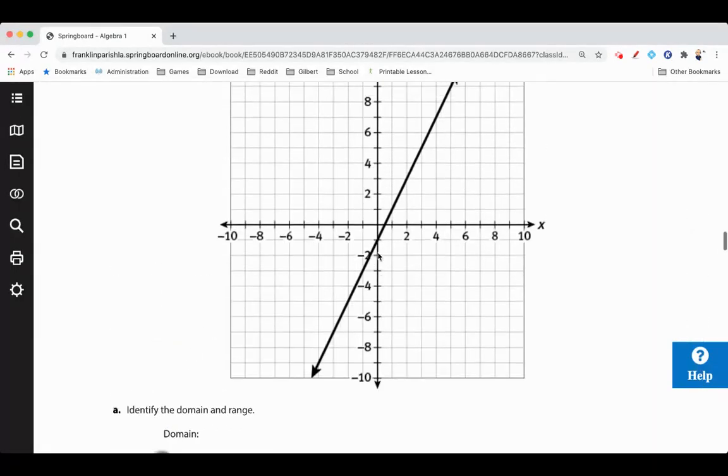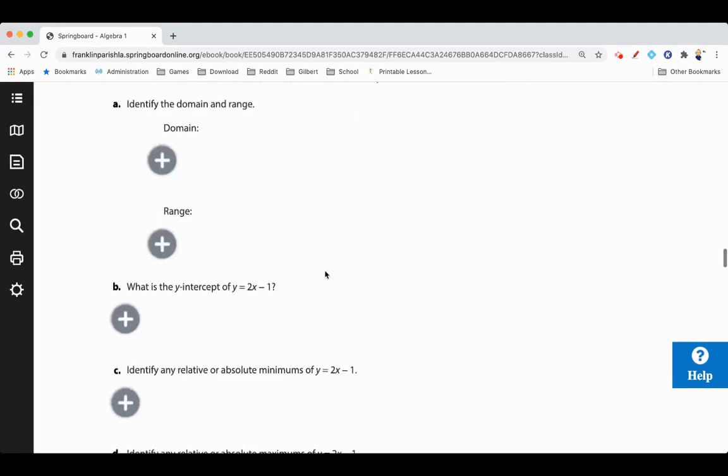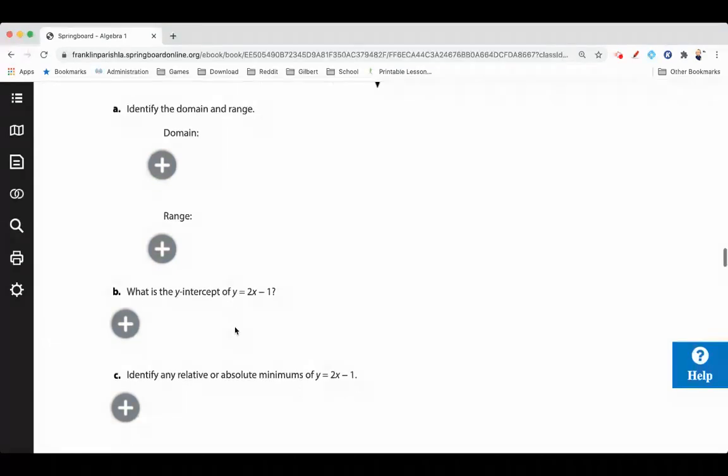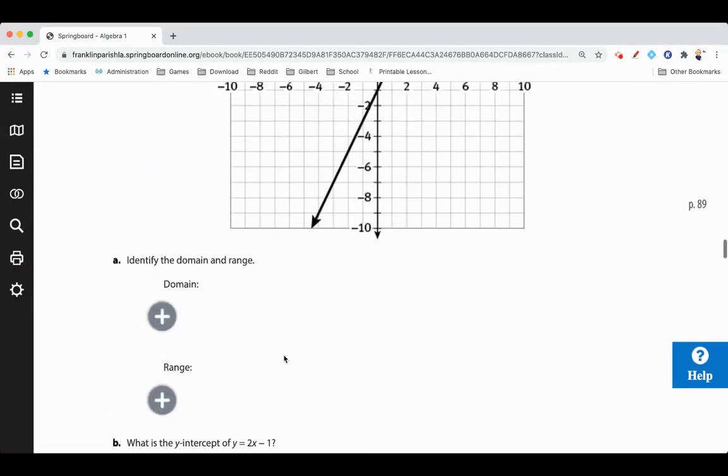The y-intercept: where does it cross the y-axis? I can just look at this and see. x is 0 is the definition of y-intercept, then y is negative 1. (0, negative 1) would be my guess. But we can plug it in and work it out: 2 times 0 is 0, minus 1 is negative 1. Yes, the y-intercept when x is 0 is negative 1. So the ordered pair is (0, negative 1). That's the y-intercept.